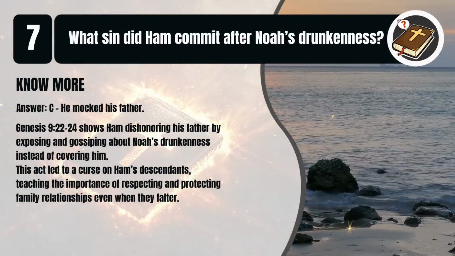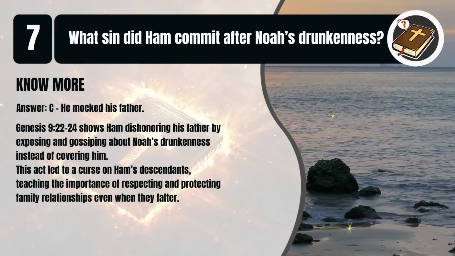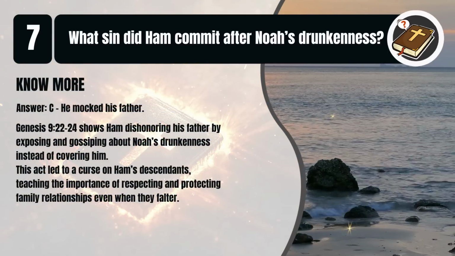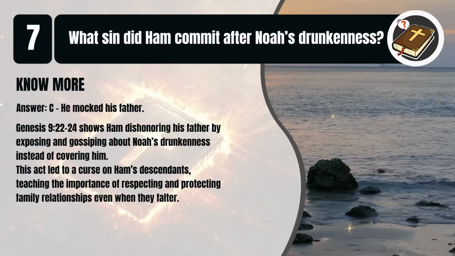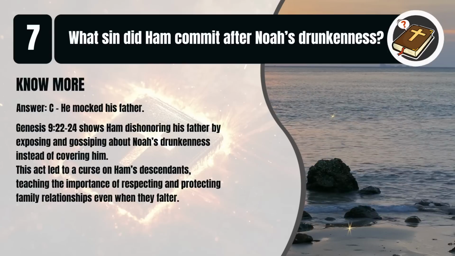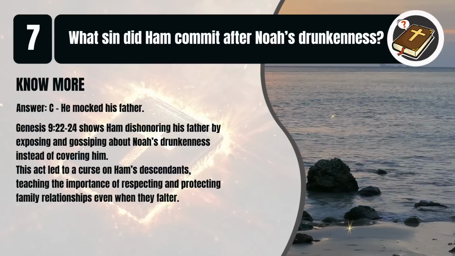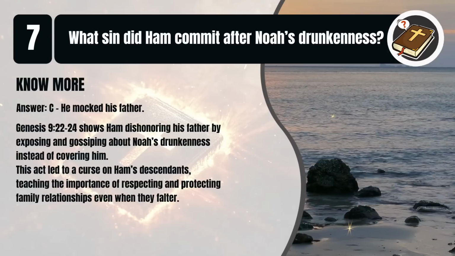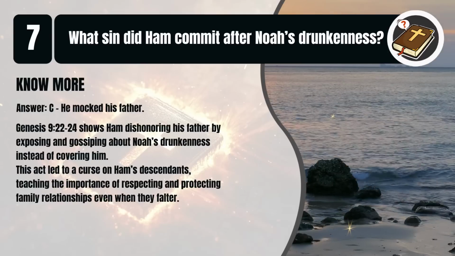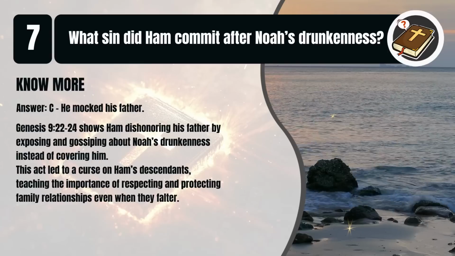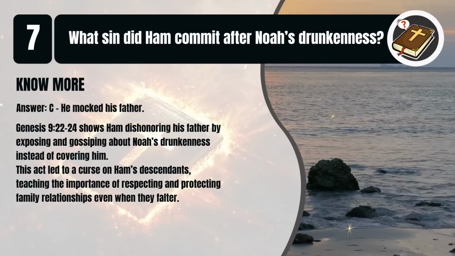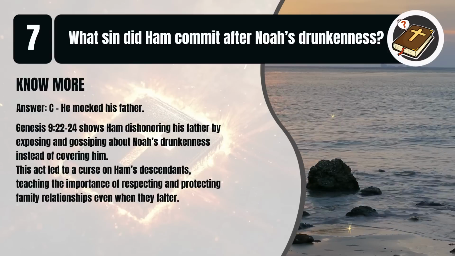That's C. He mocked his father. Genesis chapter 9, verses 22 to 24 shows Ham dishonoring his father by exposing and gossiping about Noah's drunkenness instead of covering him. This act led to a curse on Ham's descendants, teaching the importance of respecting and protecting family relationships even when they falter.